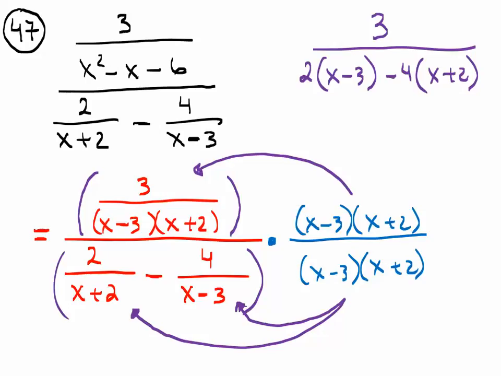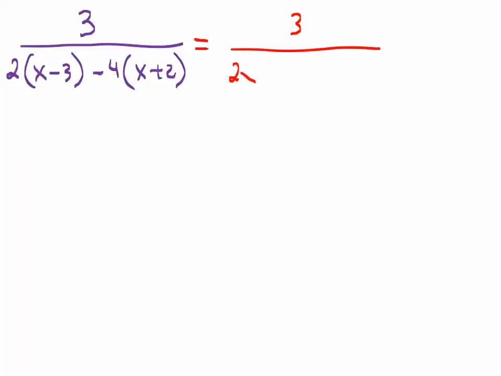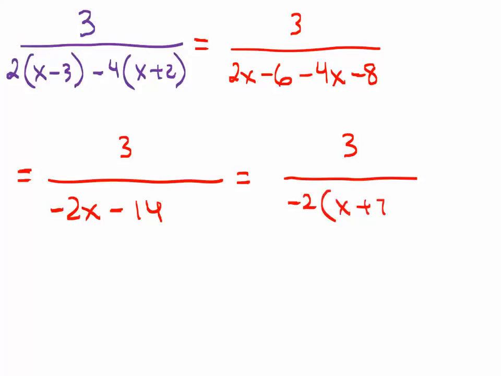Alright, so we finished it off already here. Let me rewrite it. Distributing the 2 on the bottom gives you 2x minus 6. Distributing the negative 4 gives you negative 4x minus 8. Combining like terms gives negative 2x minus 14. And let's see, how about if we factor out a negative 2, leaving us x plus 7.